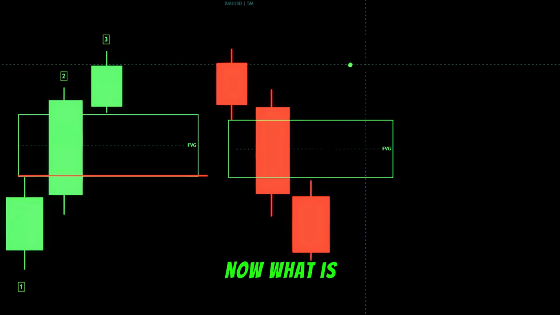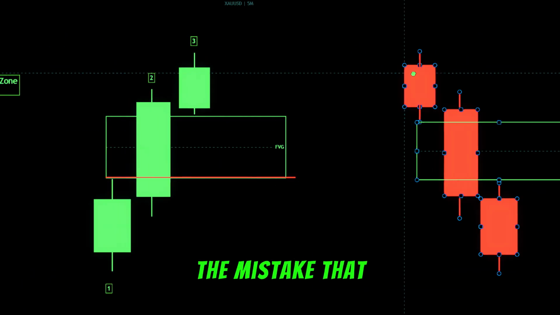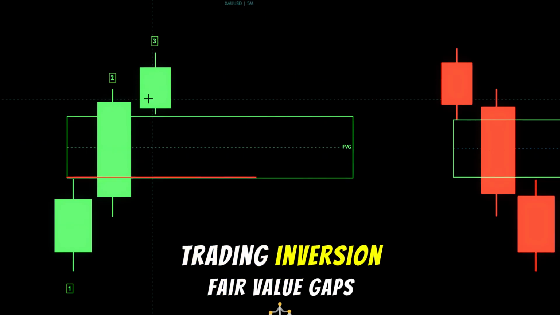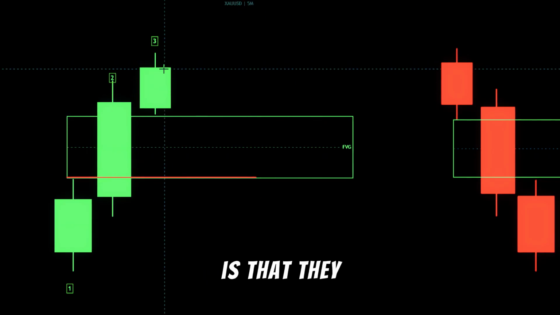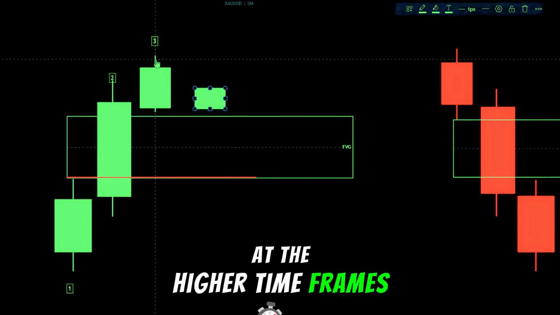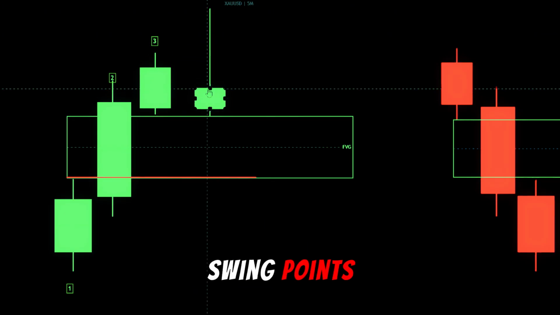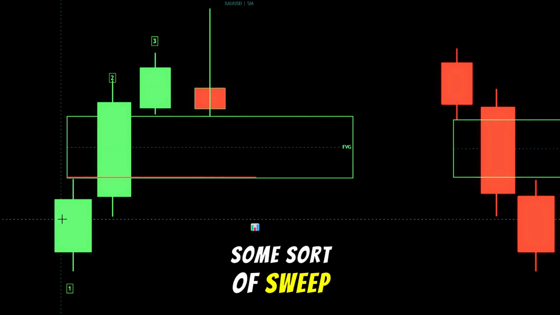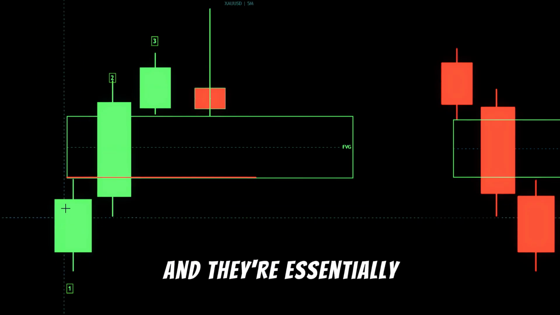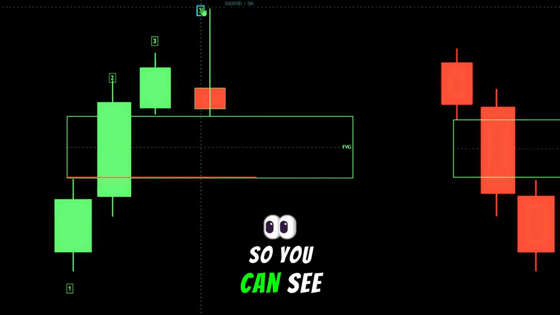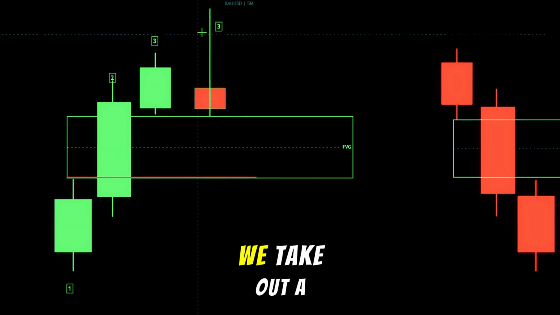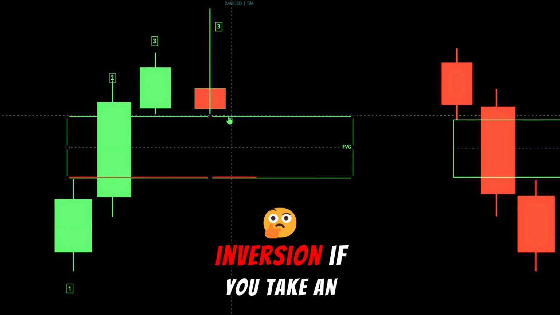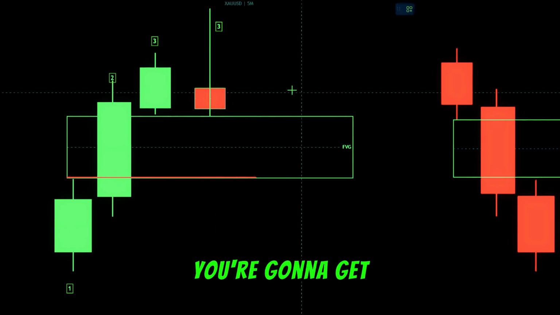Now, the mistake that most people make when trading inversion fair value gaps is that they fail to look at the higher time frames. They do not understand swing points, and they are simply trading a pattern. So they're looking for some sort of sweep and inversion, and they're essentially pattern trading this. So you can see here, that is what happens. We take out a high, we have an inversion. If you take an entry here, you're going to get stopped out.